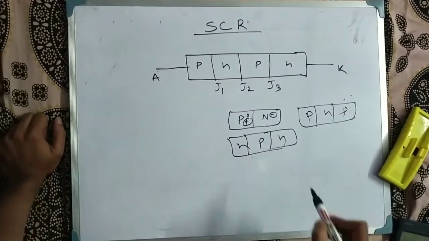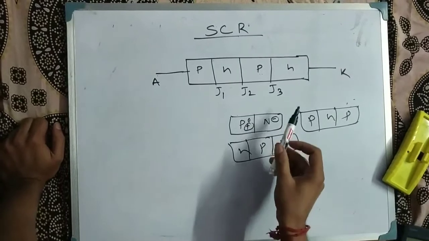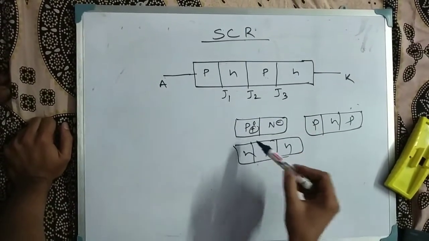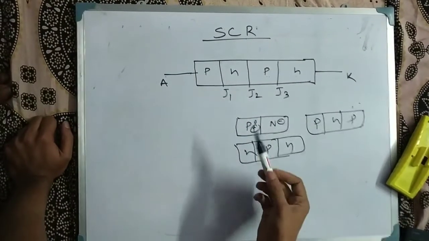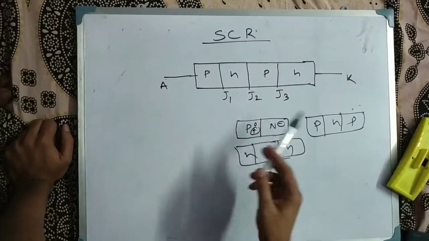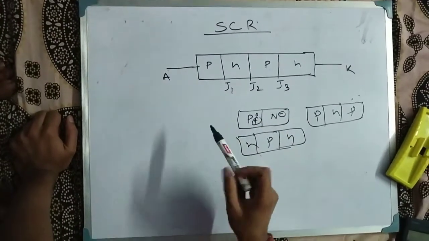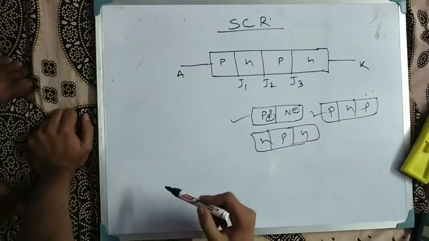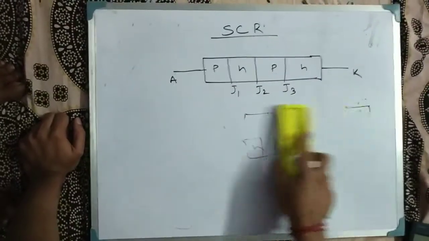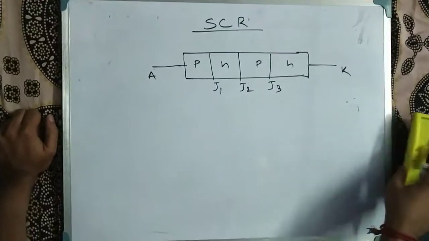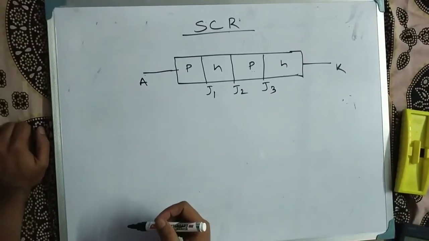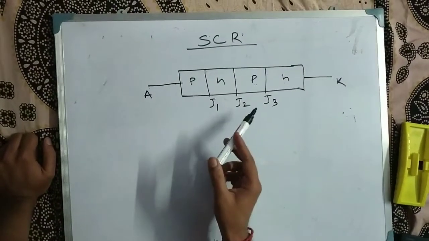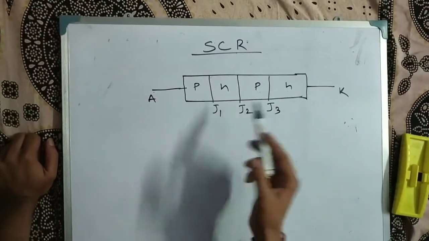Now, what is the difference between this semiconductor device and the PN junction and NPN transistor? From viewing, we can see that it has 4 layers, a diode has 2 layers, and a transistor has 3 layers. And this SCR is also called semi-controlled. Semi-controlled means we can control its on process, but we cannot control its off process.